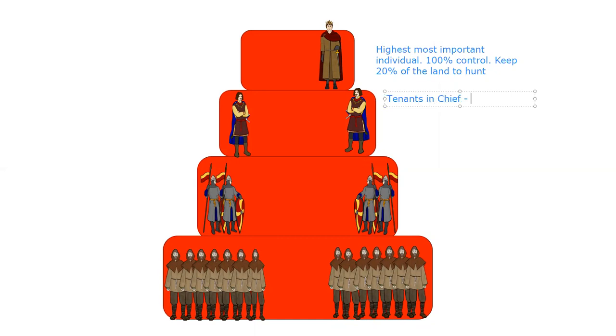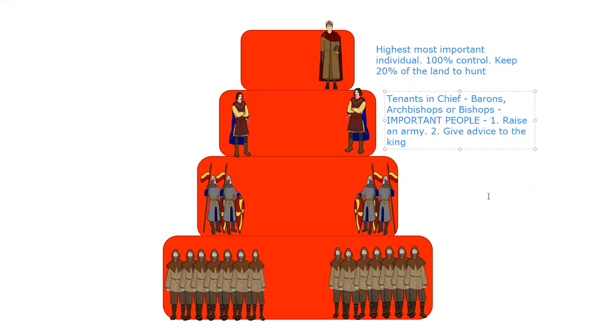Now this group could be made up of barons, archbishops, or bishops. They were important people. Now their job were two things. Number one, raise an army. Number two, give advice to the king.